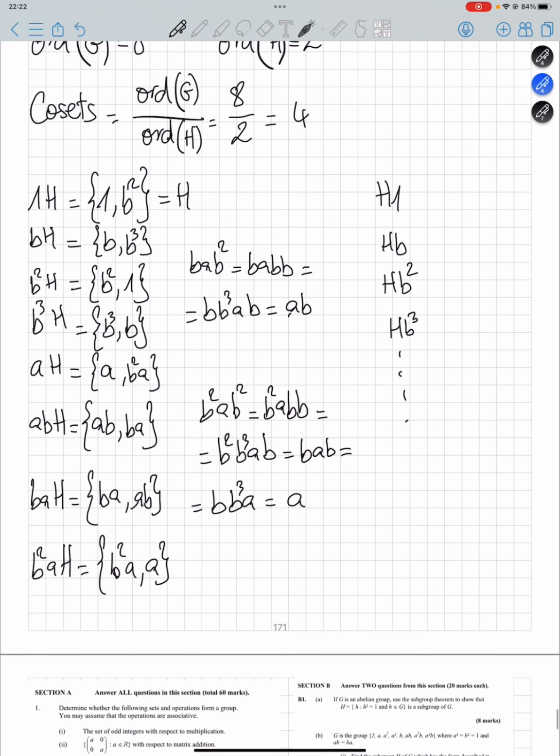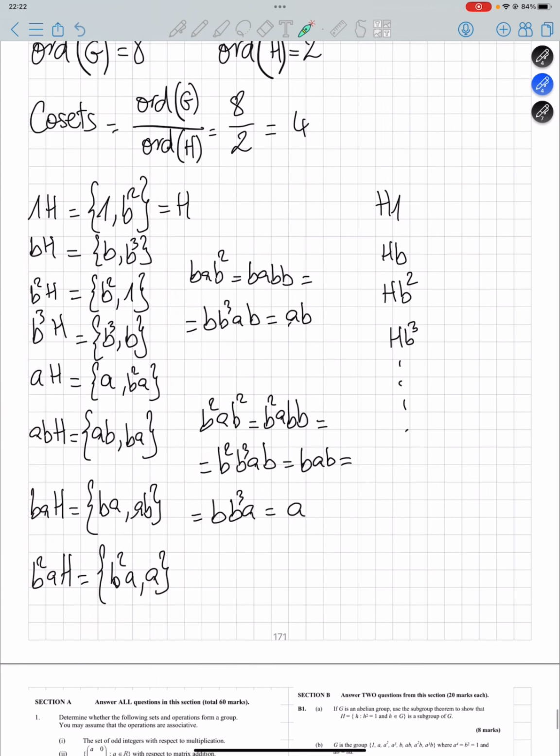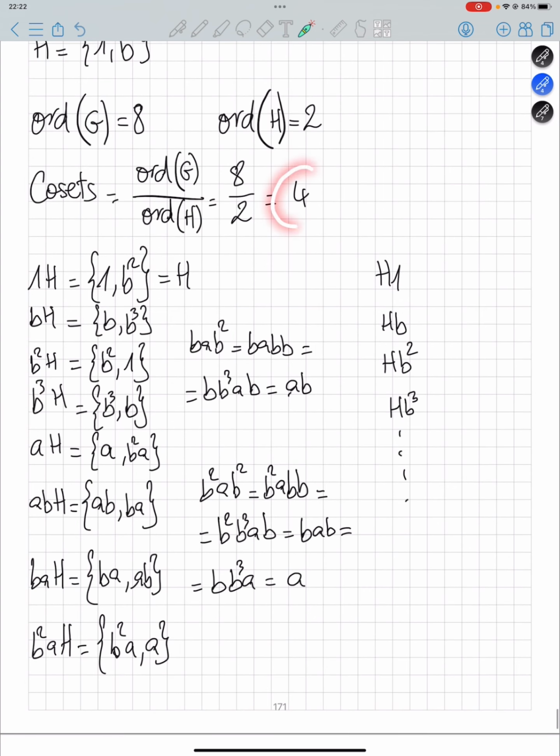Now these are all the left cosets we have, but from this we said that we have only 4 distinct left cosets. As you can see, this is 1 2 3 4 5 6 7 8. We have 8 left cosets, but we have 4 distinct, so it means that there are some of them that are the same. Let's see.